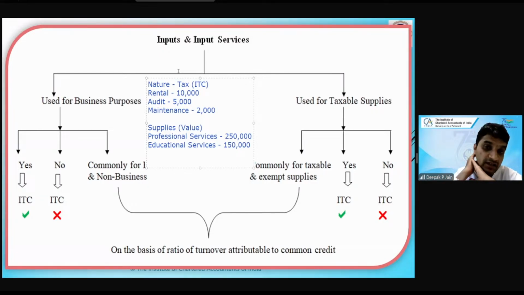Means if the supplier is supplying residential accommodation, and the recipient uses it for commercial purpose, then it will be exempted. No, if the supplier is supplying residential accommodation and the recipient uses it for commercial, then it will be taxable.